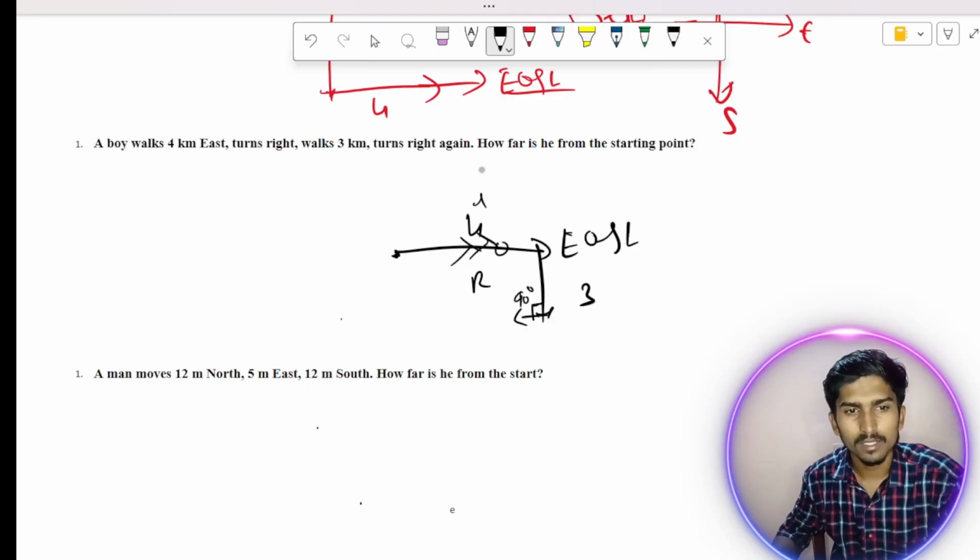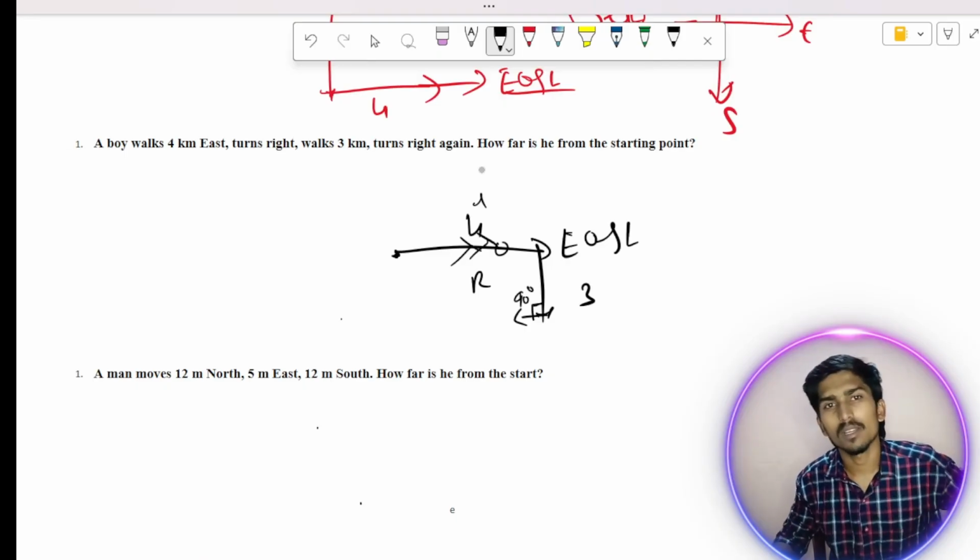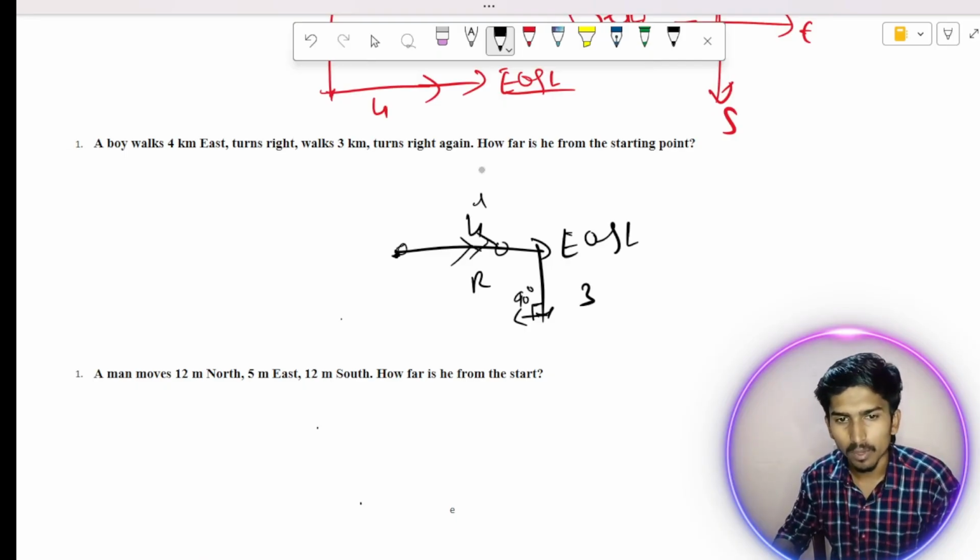Like see, they just given boy walks 4 kilometer east and turns right side and walks 3 kilometer, but here they just told he turns, that's all. They have not mentioned how many kilometers he walked after that. Okay, how far is he from starting point? This is the point, like a reference point. From a starting point, from here, how far is he to the ending point? How far?